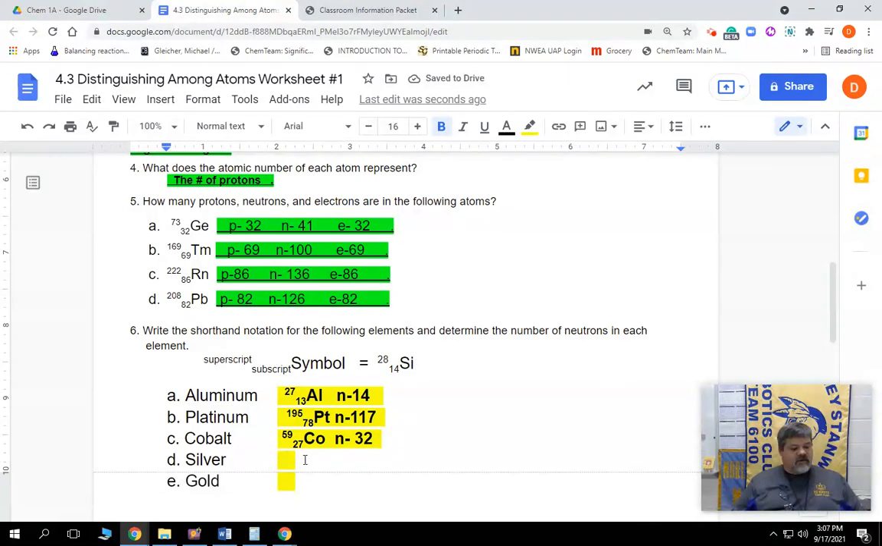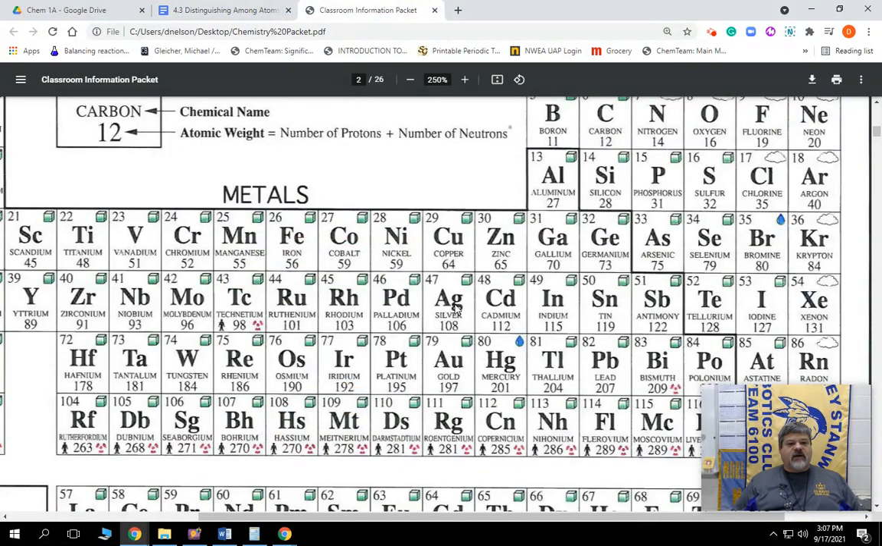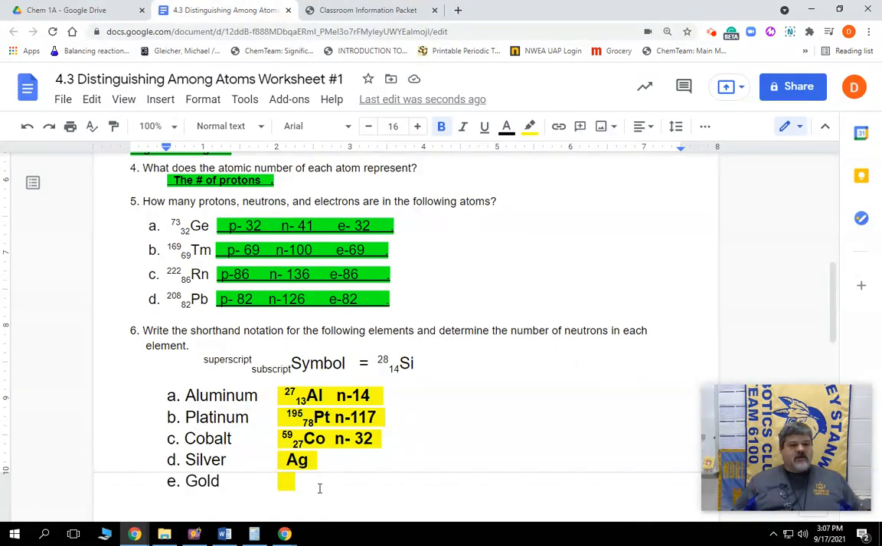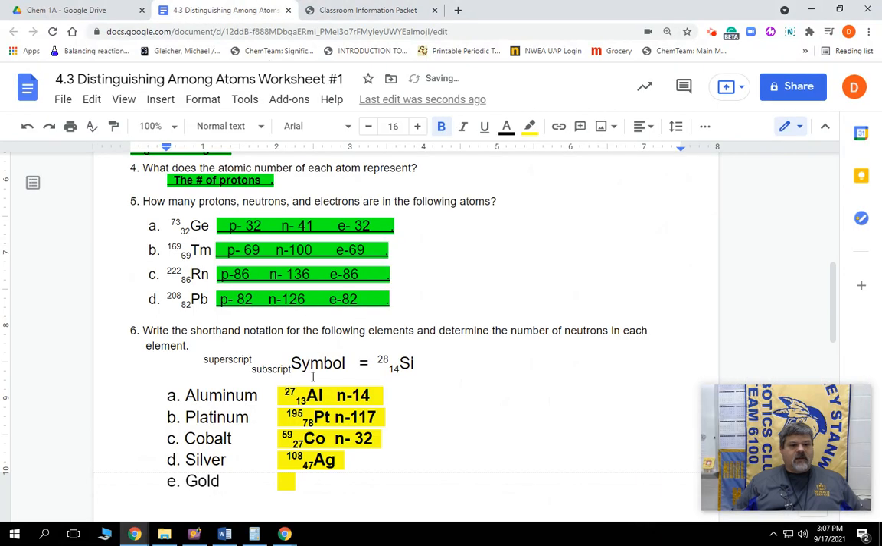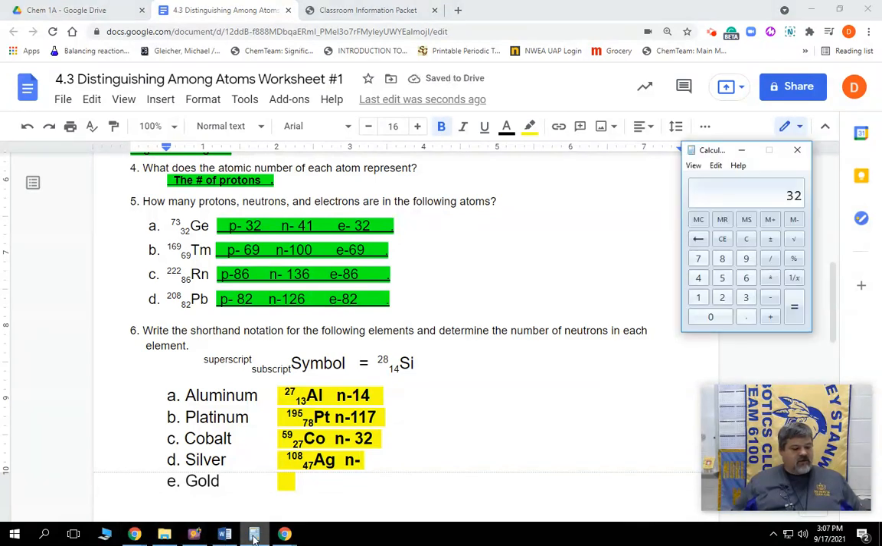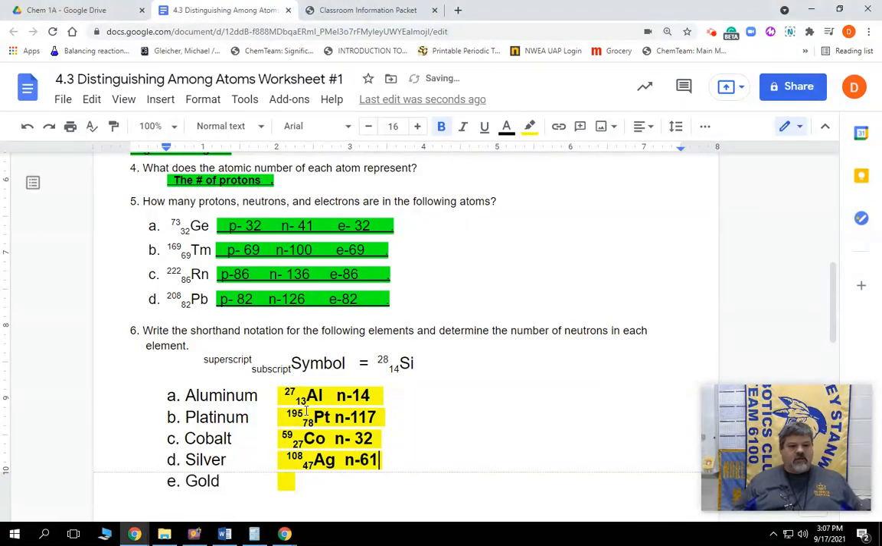Let's do silver. Silver is Ag. Hopefully you get to know these as well as I do. Here's silver, Ag. We know that I have 108 and 47, so we're going to start with 108. We come over here and put control greater than 108, control less than 47. Let's double check and make sure that's 47. Silver is right here. It is 47. Now we have to do the number of neutrons. Bring out the calculator, clear it. 108 minus 47 equals 61. So we end up with 61 neutrons.